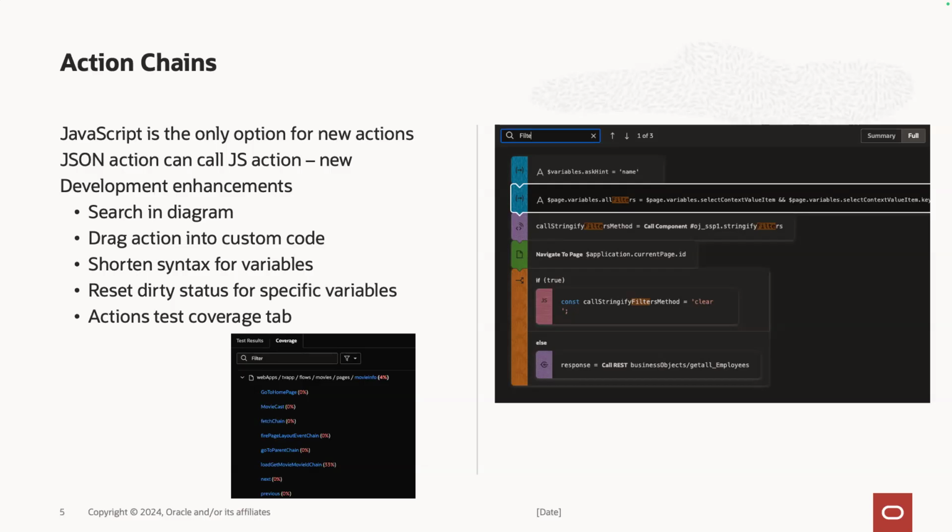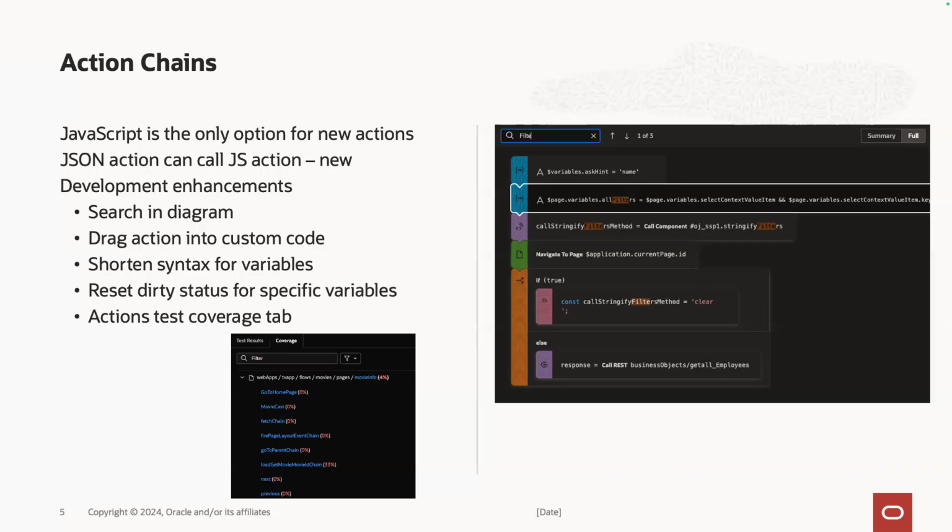One thing we did add is the ability to call a JavaScript action chain from a JSON action chain. In some edge cases, you might already have a JSON action chain and you create a new action chain, which is JavaScript, and you might want to call one from the other. We were always able to call a JSON action chain from a JavaScript action chain. Now we are also able to do the reverse. So if you have an existing JSON action chain, you can call a JavaScript action chain directly. That's a new action that you would see in the action palette.